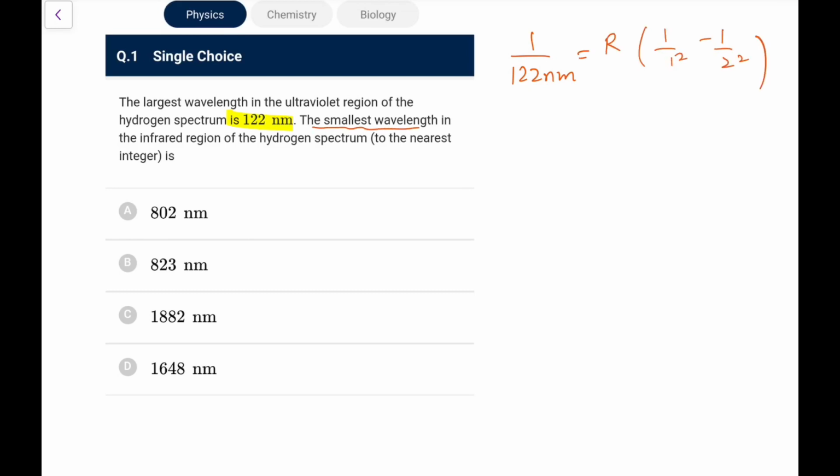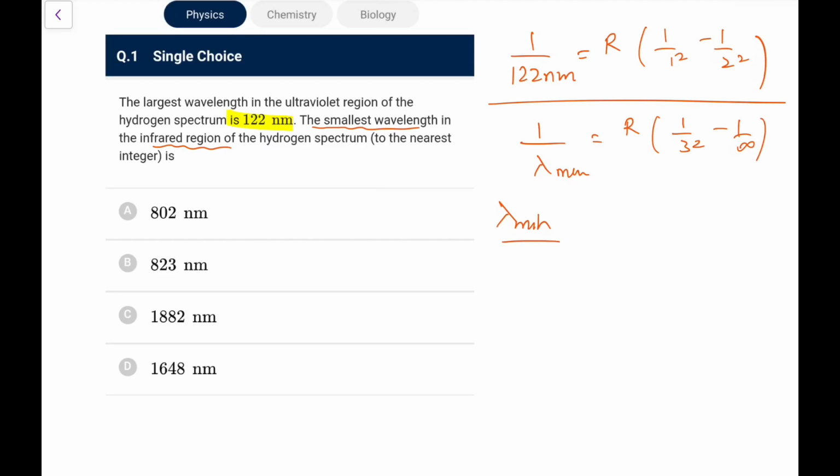Now the smallest wavelength in the infrared region of the hydrogen spectrum. In the infrared region, you know, the light is the Paschen series. So what I can write, 1 upon lambda min, will correspond to the series limit, that would be 1 by 3 squared minus 1 by infinity. So what I do, I divide them. So lambda min over 122, this would be 3 by 4, this would be 1 by 9. So that comes out as 27 by 4. So lambda min is 27 by 4 into 122.